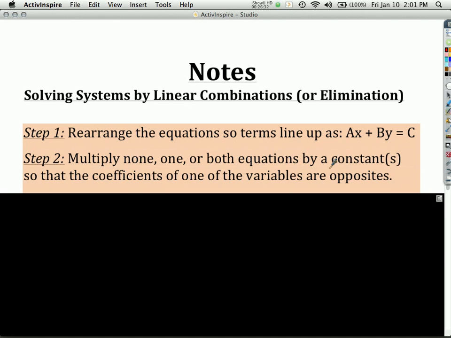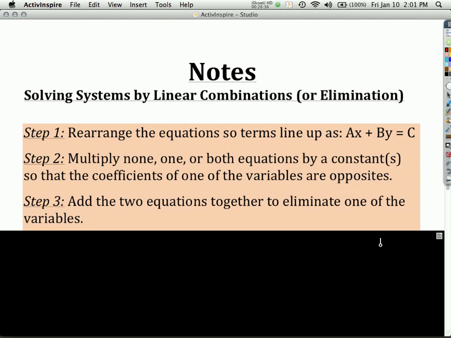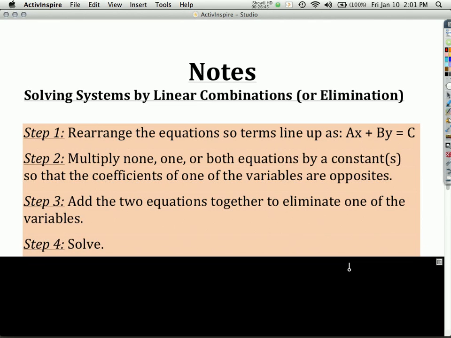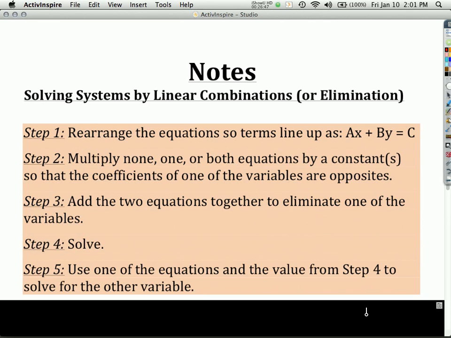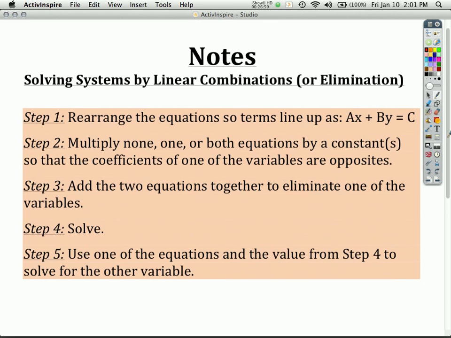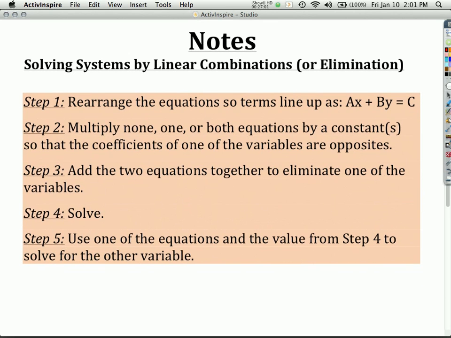Once we have opposites, that's our goal, is to get opposites. What we're going to do is add the equations together, and we will end up eliminating one of the variables. Then we will solve, and the final step is the same thing you learned with substitution. Once you have one of the numbers, you plug it back into one of the equations, you get the other number. Now again, it's probably not going to make sense until you see it done. So we're going to jump right in and start doing it.